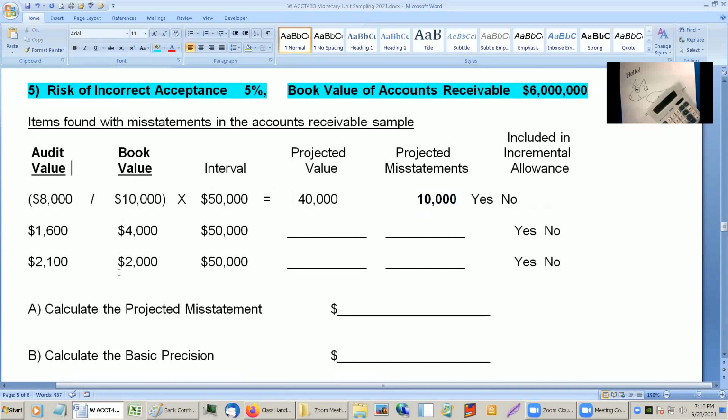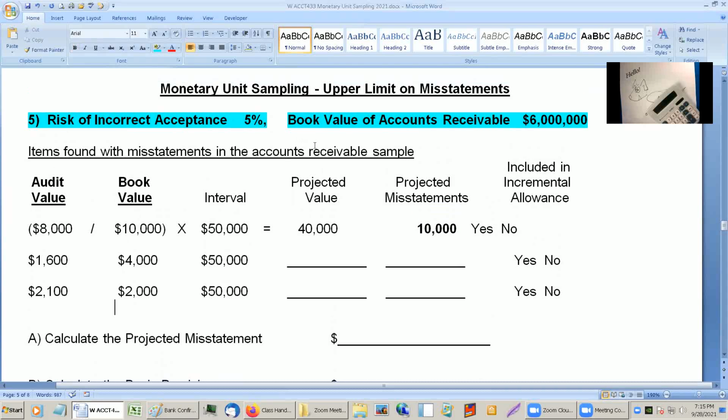They only found 3 things that were wrong here. So, I don't know what the sample size is, but they had 6 million and the interval is 50,000. So you can figure out how many items in the sample there were. 120 maybe. Anyway, so we're really looking for the misstatement here. And we won't worry about this incremental allowance just yet.